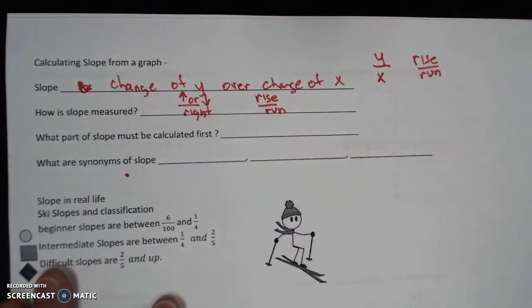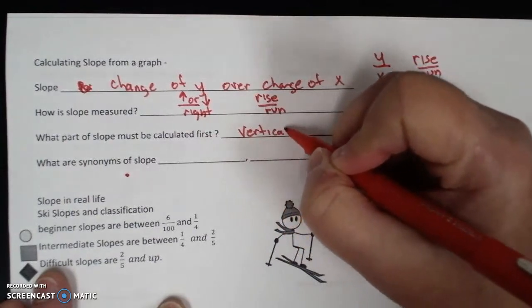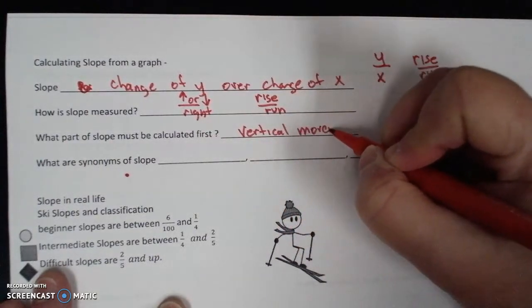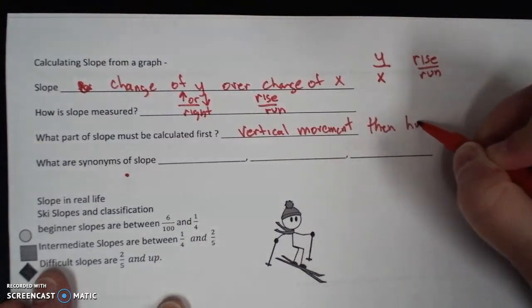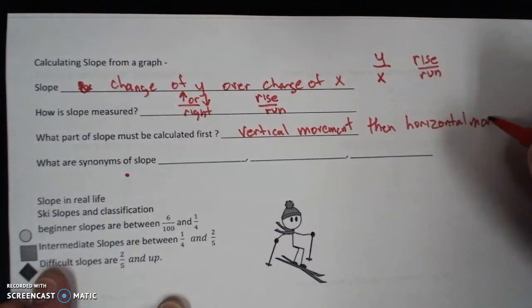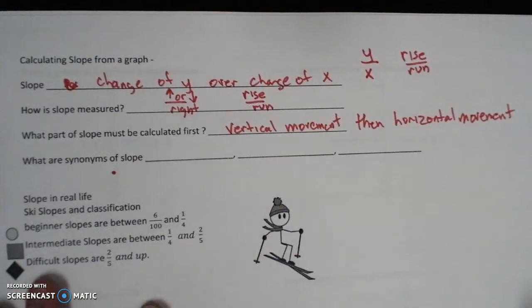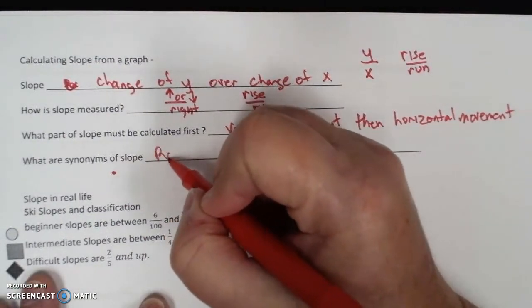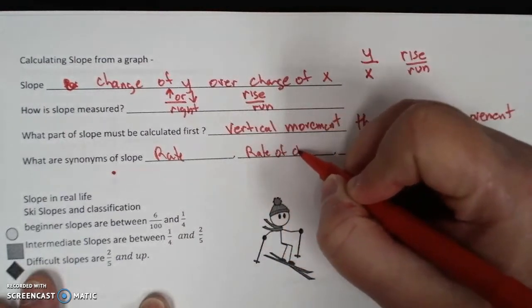What part must be calculated first? The vertical movement, then the horizontal movement. What are synonyms for slope? Rate, rate of change.